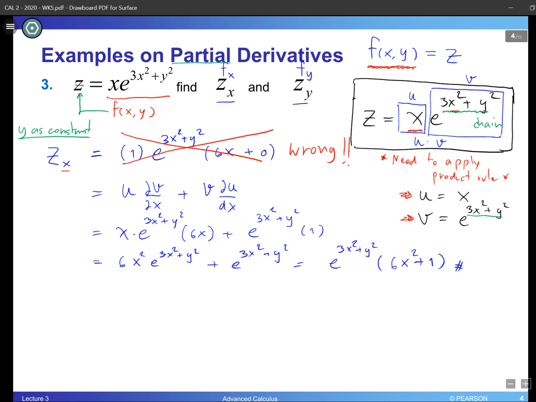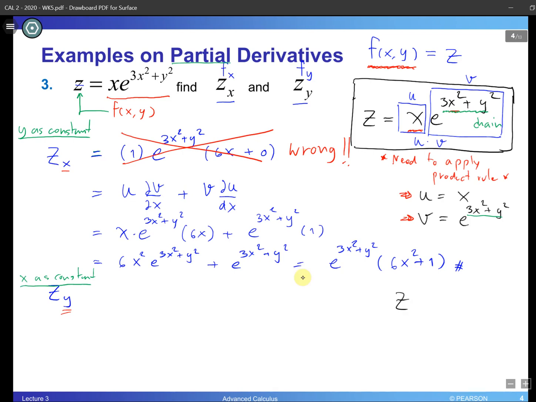Now let's try one for the zy. Okay, zy right here. Right now we are working with y variable, which means that we are going to treat x as a constant. The question is, do we need to apply the product rule again? I don't know. Let's take a look here.